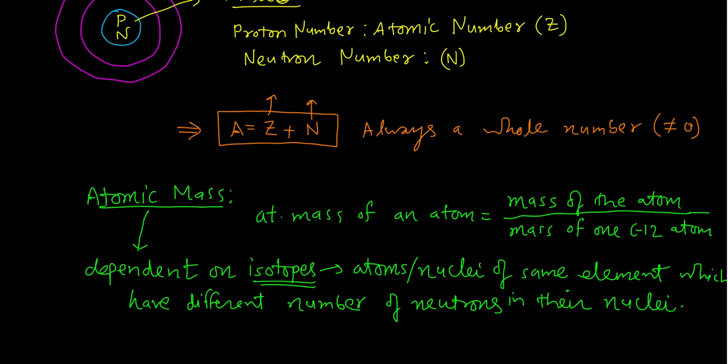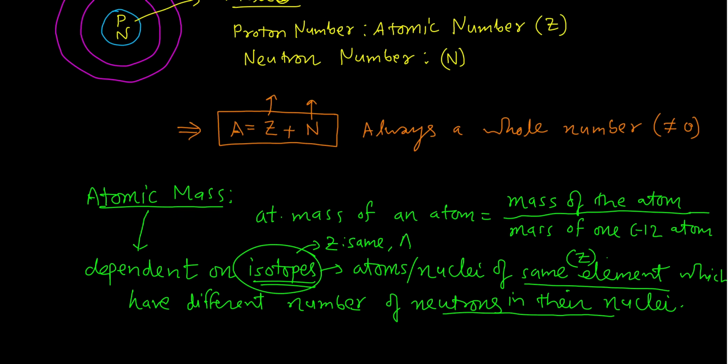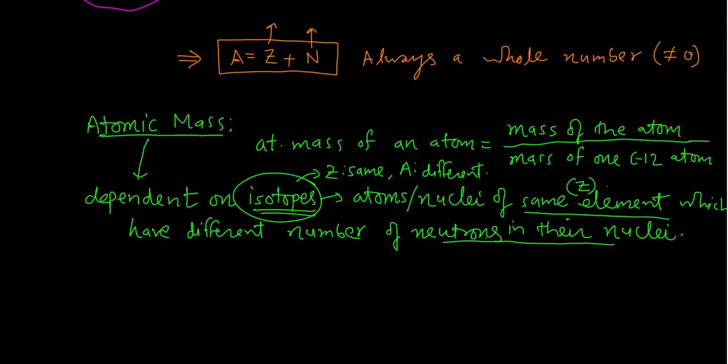Because they are atoms or nuclei of the same element, they will have the same atomic number, or the same Z, because the identity of an atom or nucleus is its atomic number. But as the number of neutrons in their nuclei is different, and you know that mass number is the sum of proton plus neutron number, the proton number is the same but the neutron number is different, so the mass number will also be different. So for isotopes, Z is the same but mass number A is different.